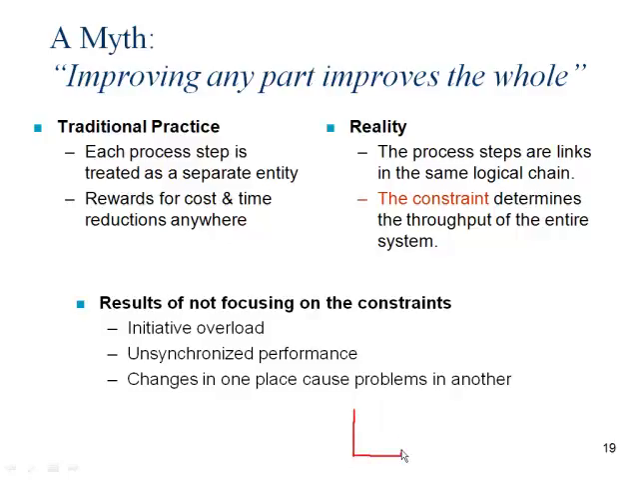Let's say I have one area and this box represents its capacity, and it's feeding another area whose capacity is represented by this box. So in this particular case, I have work flowing through like that. And maybe the constraint is, we'll say maybe this is the constraint right here.